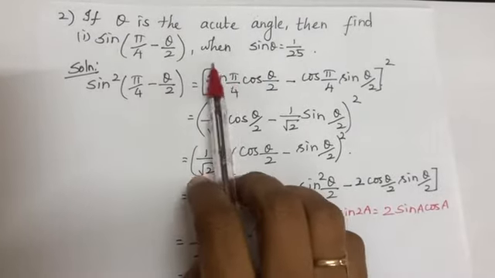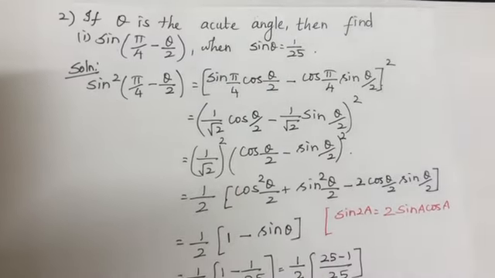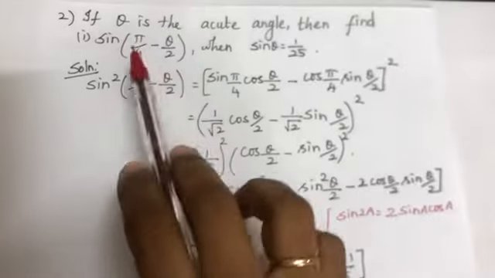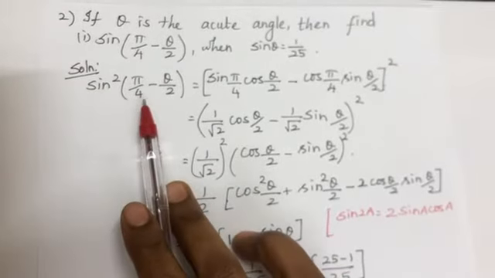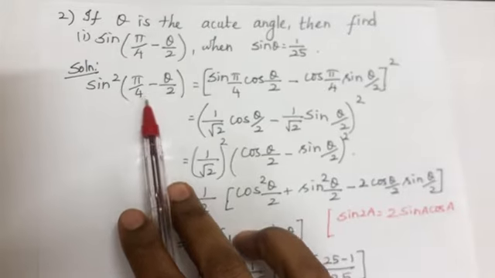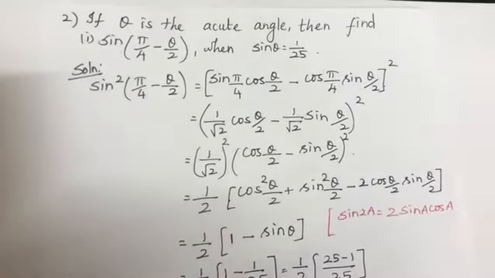Second question. If theta is an acute angle, then find, first subdivision, sin of pi by 4 minus theta by 2, when sin theta equals 1 by 25. So first let us take sin of pi by 4 minus theta by 2. I will expand it according to the sin A minus B formula. So sin A cos B minus cos A sin B.